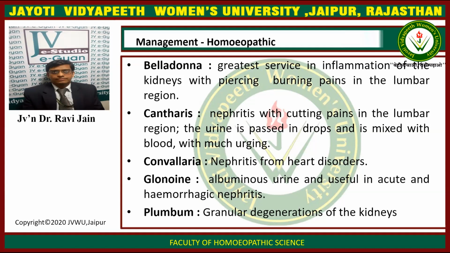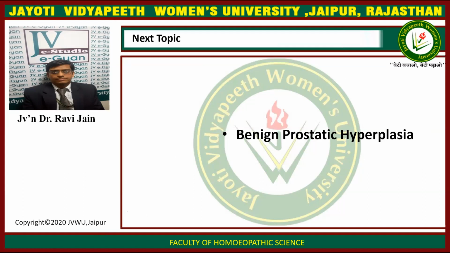Convallaria majalis. This is a medicine for nephritis from heart disorder. Glonoine is a medicine which is given for albuminous urine and used in acute and hemorrhagic nephritis. Plumbum is another very good medicine for granular degeneration of the kidneys. And there are a very large number of medicines that are also useful, but due to shortage of time, I cannot discuss all the medicines here. And I always prefer the constitutional medicine to be given in all the cases that are coming to you, especially in the cases of chronic diseases and incurable diseases.